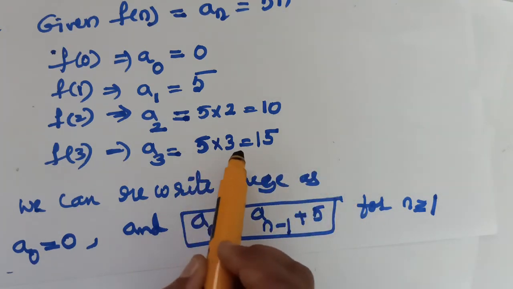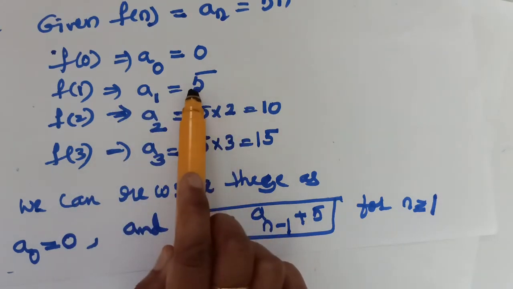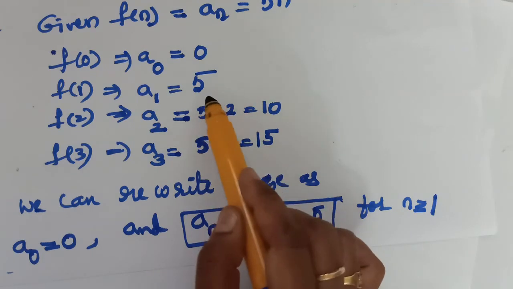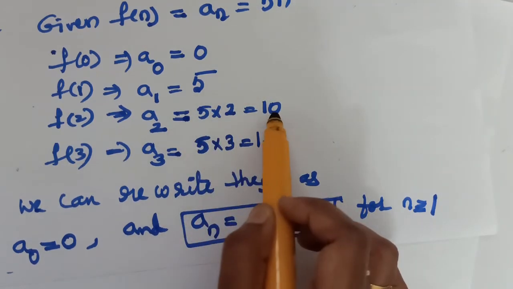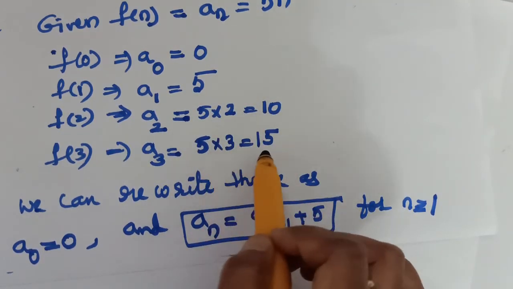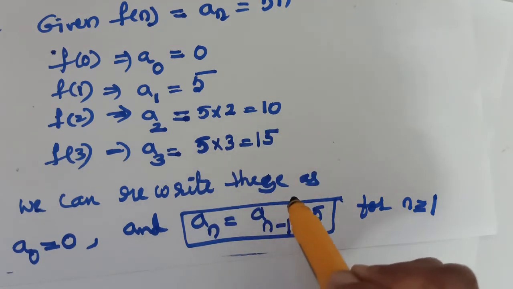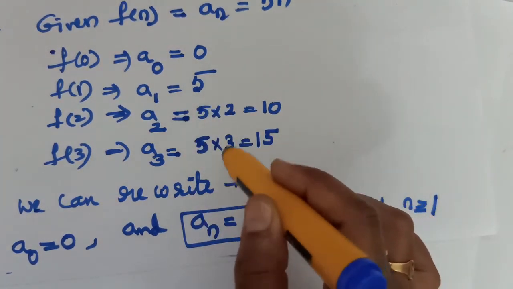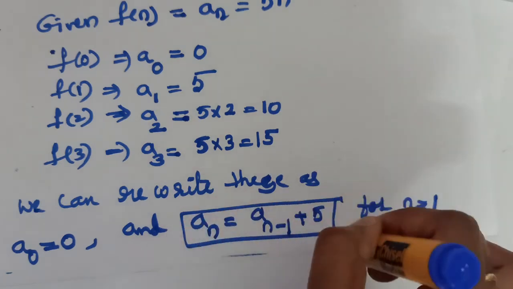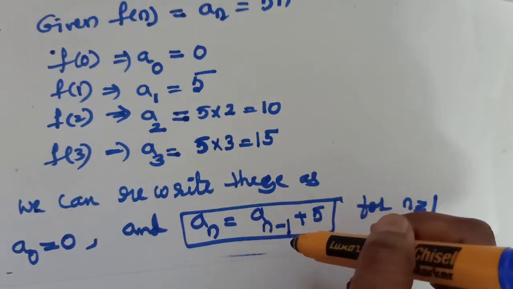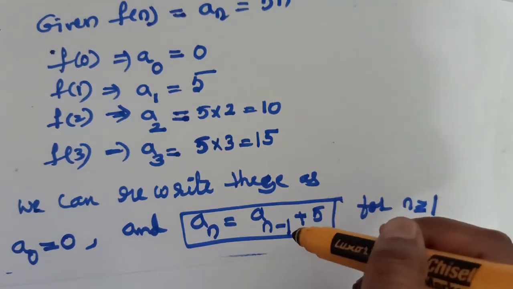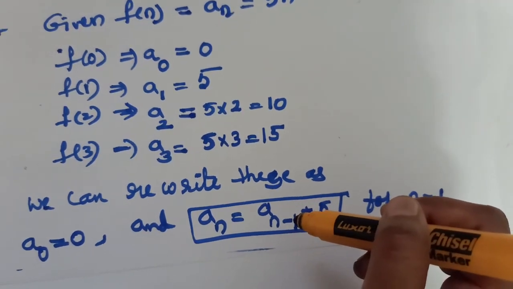By looking at this, you can easily identify. We got a1 by adding 5 to this a0. Next, 5 plus 5 is 10, 10 plus 5 is 15, 15 plus 5 is 20, 20 plus 5 is 25. So, based on that, you can rewrite this as an is equal to an minus 1 plus 5. This is the recursive definition for the given function f of n.